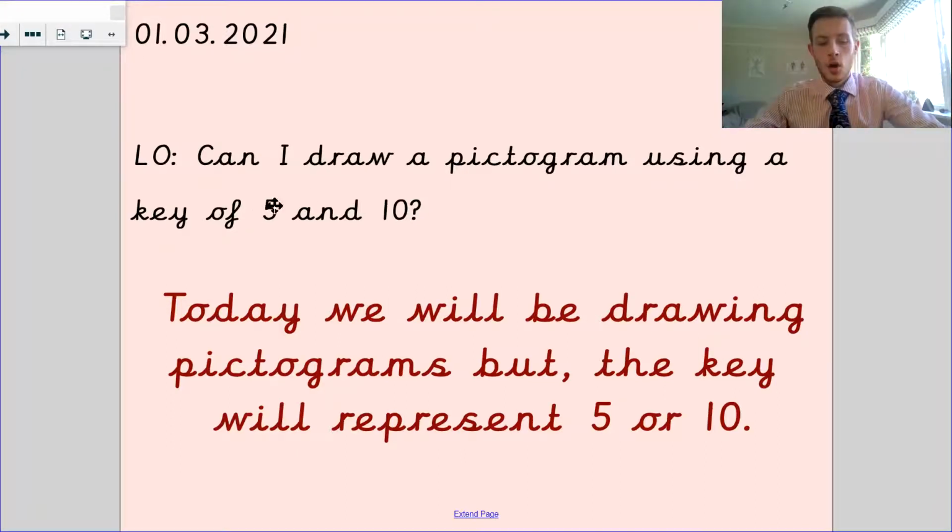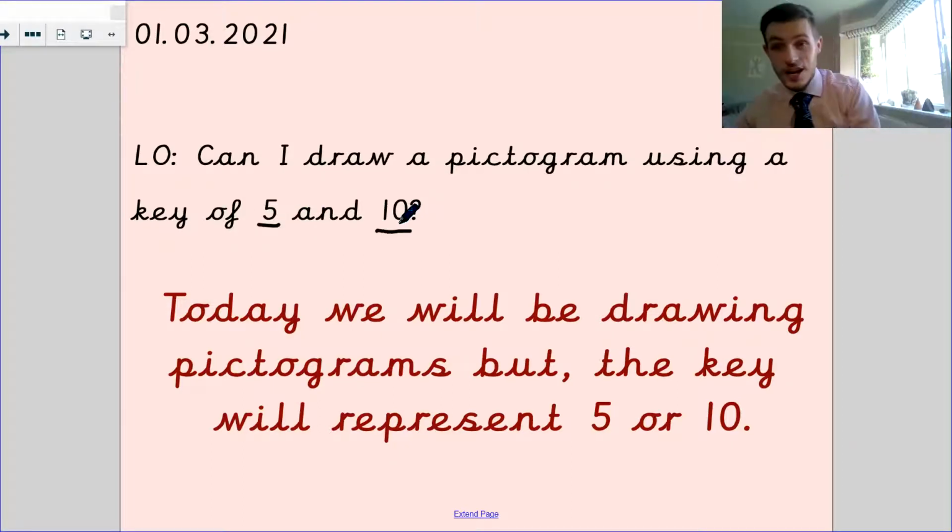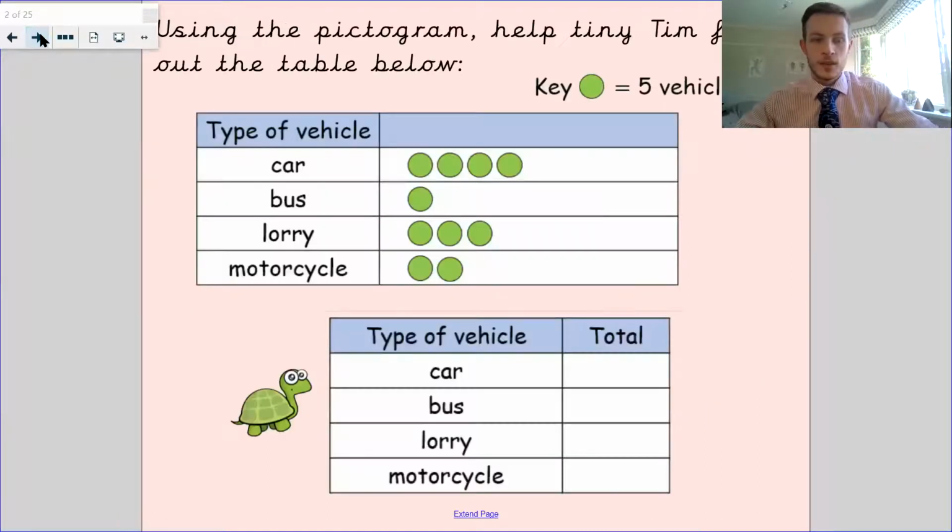It's the 1st of March, and our learning objective today is, can I draw a pictogram using the key of 5 and 10? So we're really changing it up now. We did have our keys being worth 1, then our key object was worth 2. Now we're going to see if we can really challenge ourselves and it'd be worth 5 or it'd be worth 10. Okay, so let's start off with that.